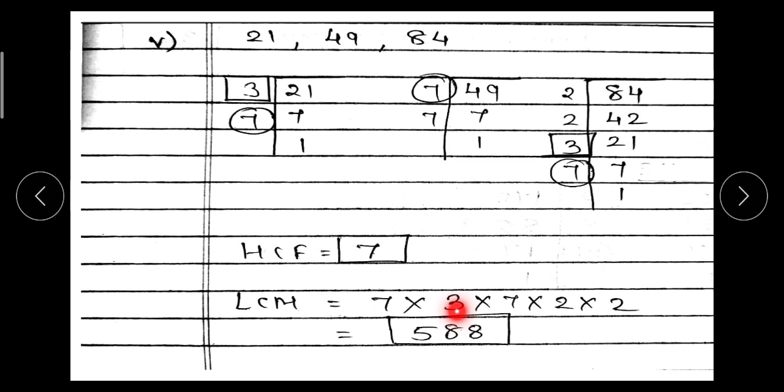Then remaining all the numbers, which are not common, those numbers are 7, 2, 2. So if we multiply this, we will get the answer 588. So the LCM is 588. Write down this solution, students.